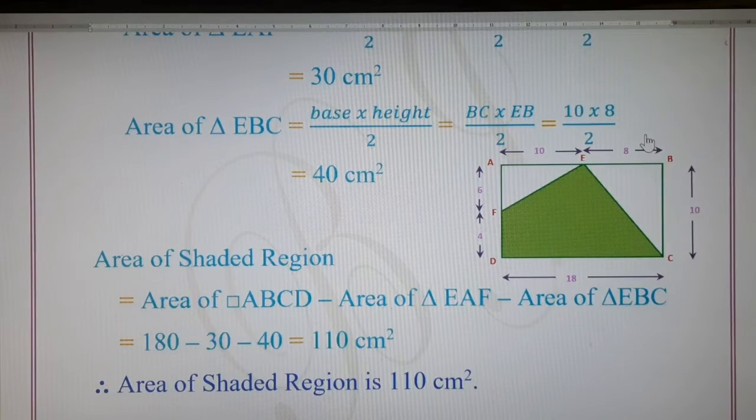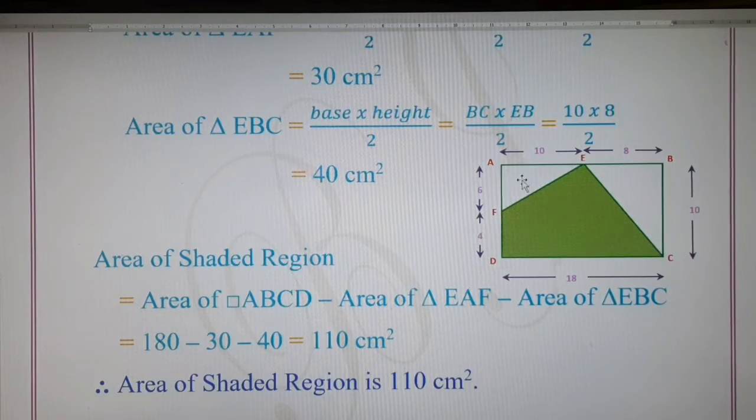80 upon 2 can be further simplified as 40 upon 1. With the table of 2 we can cancel: 2 ones are 2, 2 fours are 8, so 80 upon 2 means 40. 40 upon 1 will be our answer, or only 40 is our final answer. So instead of writing 40 upon 1, we'll write the final answer as a simple number 40. And the area is written in centimeter square or meter square. So here area of triangle EBC is equal to 40 centimeter square.